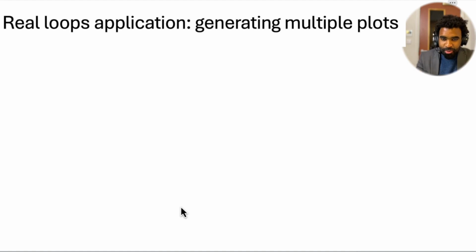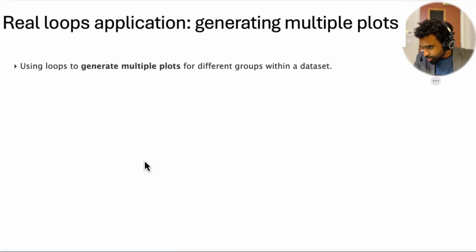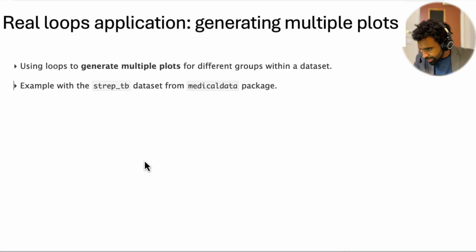Okay, so now you have the very basic elements of how to work with loops. We've been looking at these toy examples of classifying age and so on. Let's now go and look at the actual big tasks, the kinds of things where loops will actually be useful for you. So we're going to try to use a for loop to generate multiple plots for different groups within a dataset. Let's see how to do this.